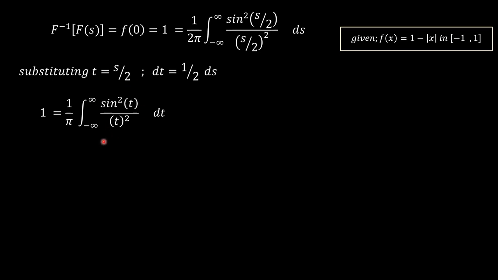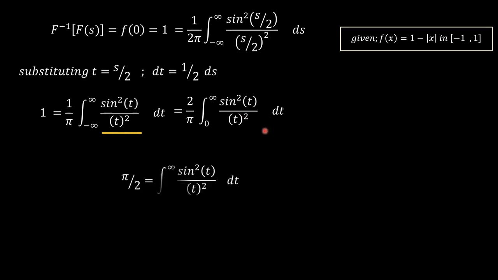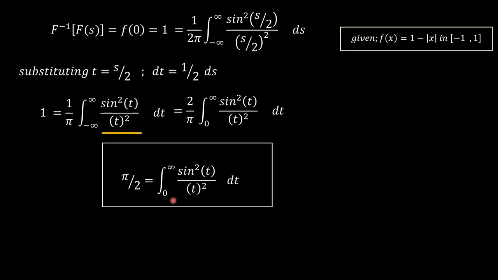Evaluating the even function in the interval minus infinity to infinity is the same as 2 times the integral from 0 to infinity. So the integral minus infinity to infinity changes to the form 2 times 0 to infinity sine square t by t square dt. Just rearranging the terms, the value of the integral of sine square t by t square, where t varies from 0 to infinity, is pi by 2. That completes the problem.